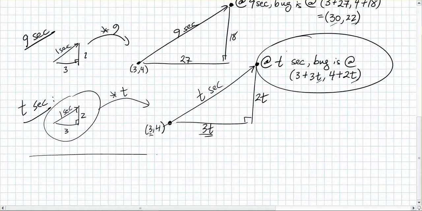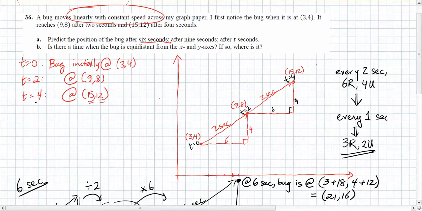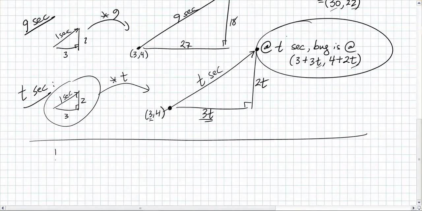So then part B says, is there any time that the bug is equidistant from the axes, the x and y axes? Okay, so equidistant from the axes means whatever distance, let me write it down here. If I want to be equidistant from the axes, then like this point right here, the distance straight down to this has to be equal to the distance over there. If you think about it, that kind of means that the x and y coordinates better be the same.